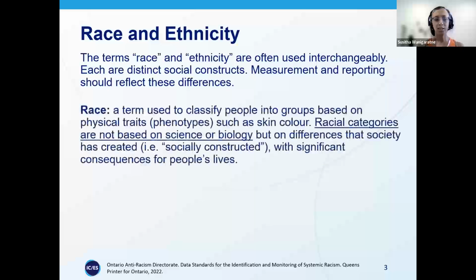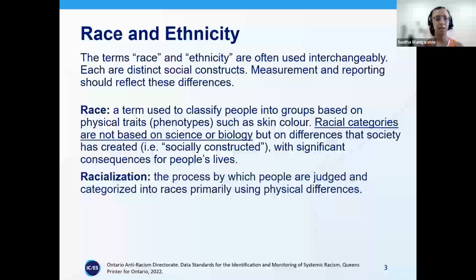The terms race and ethnicity are often used interchangeably. They are distinct social constructs, and measurement and reporting should reflect these differences. The definition of race is a term used to classify people into groups based on physical traits or phenotypes, such as skin color. Racial categories, as I said, are not based on science or biology, but on differences that society has created, or they're socially constructed. And these differences have significant consequences for people's lives.